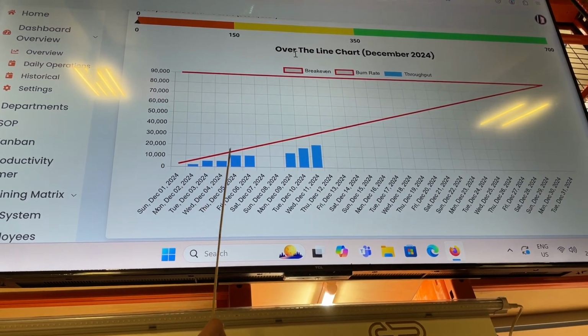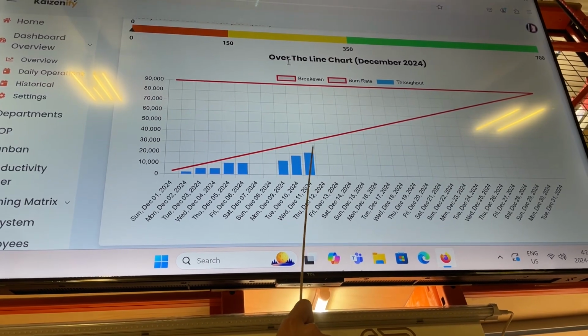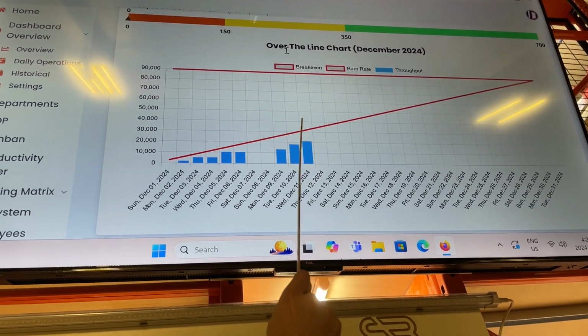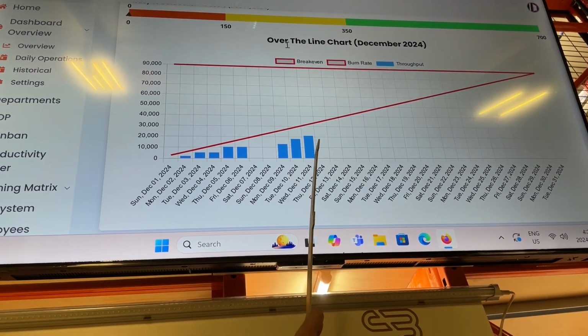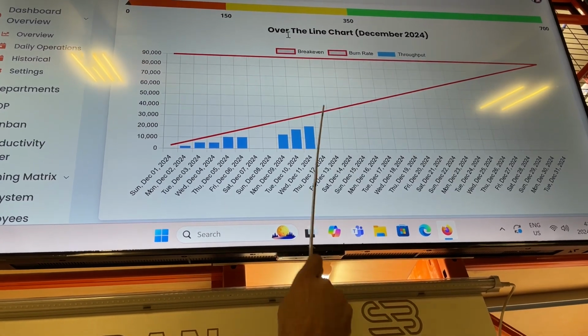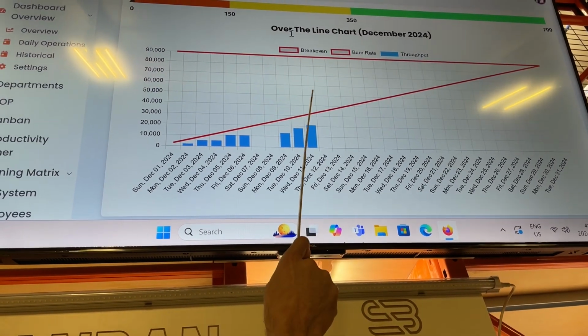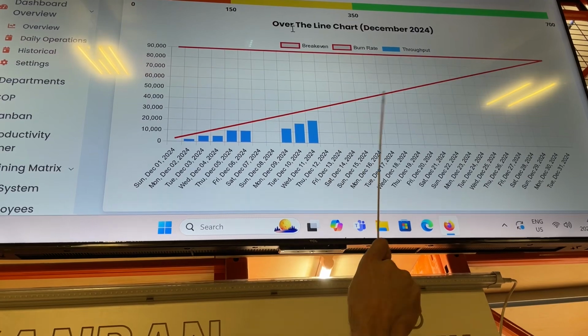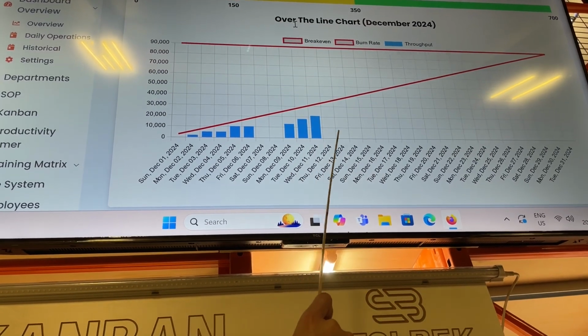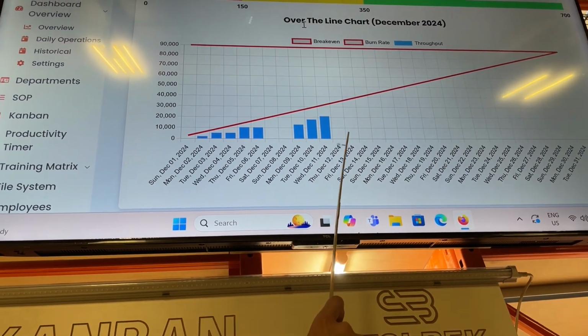So every day you post throughput, now you can see right here, oh look, as of December 11th, we're falling short by about $5,000 based on the rate at which the company is burning cash. So we know we need to make some improvements, and we need to make them now, not find that out in 45 days.